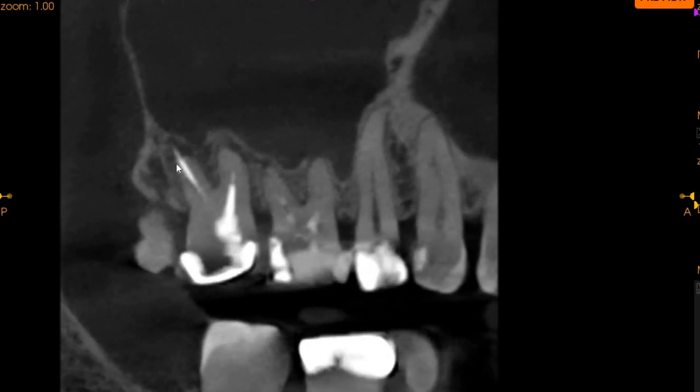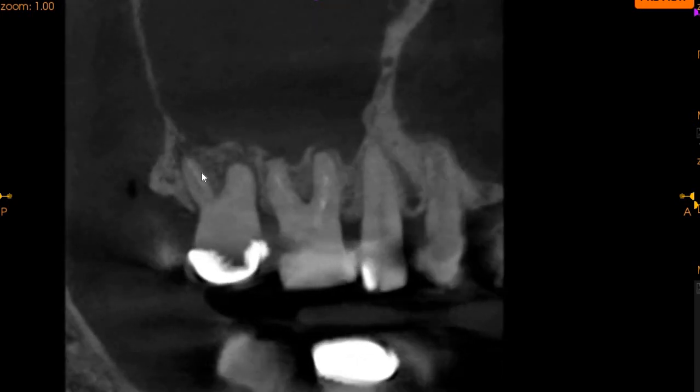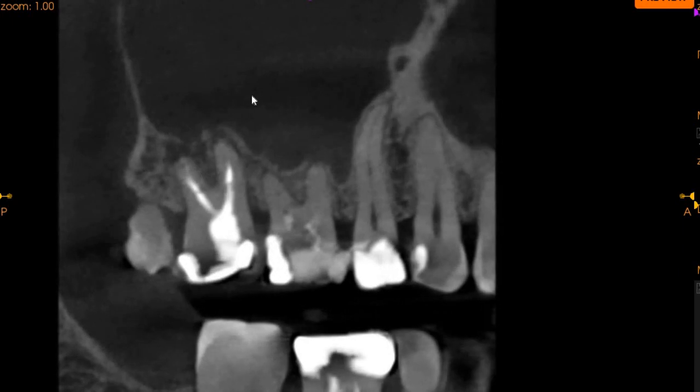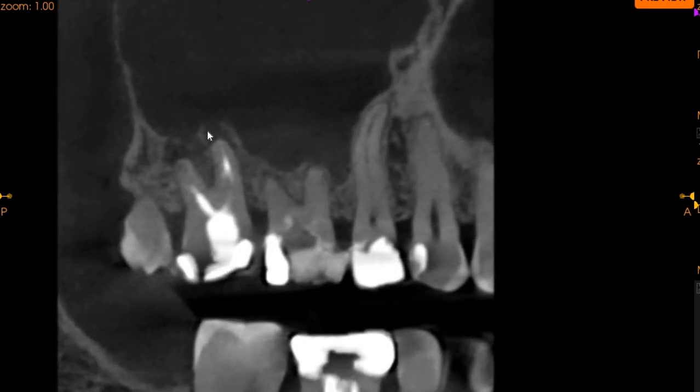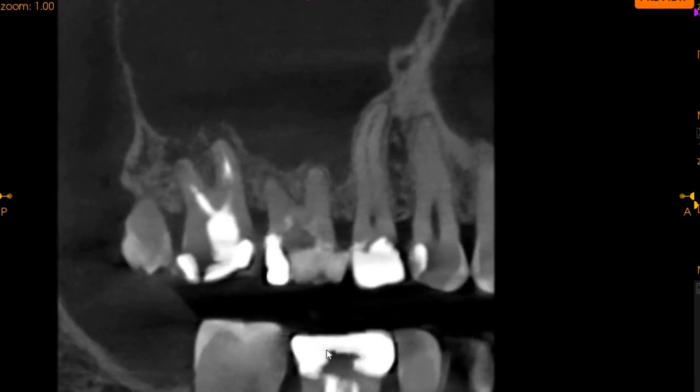There is, however, an extruded GP in the distobuccal canal of the upper right second molar, and we also see a slight radiolucency associated with the mesiobuccal of the upper right second molar.